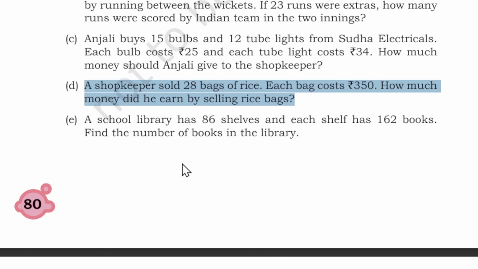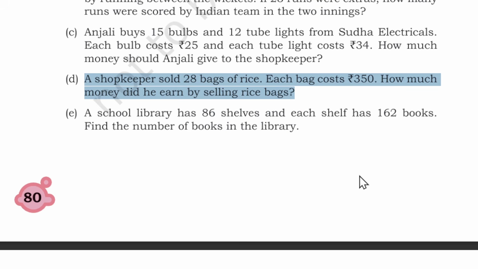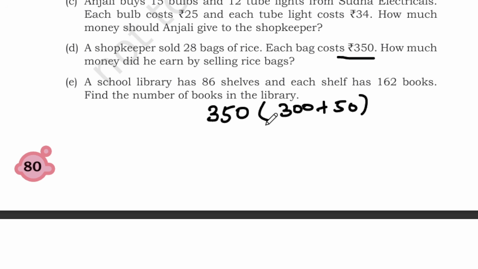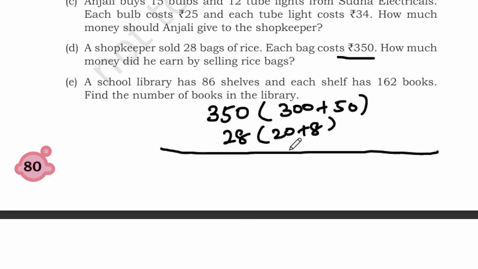Okay, next, a shopkeeper sold 28 bags of rice. Each bag costs 350. How much money did he earn selling the bags? So easy. We will use John's method to do this one. So totally we have 350 bag cost each and 28 rice bags. Okay, 350 can be written as 300 plus 50. So 300 plus 50 and 28 can be written as 20 plus 8. Okay, so we will do using John's method.